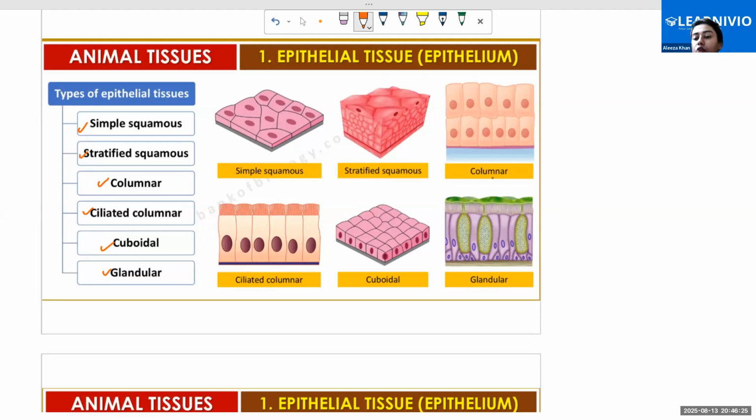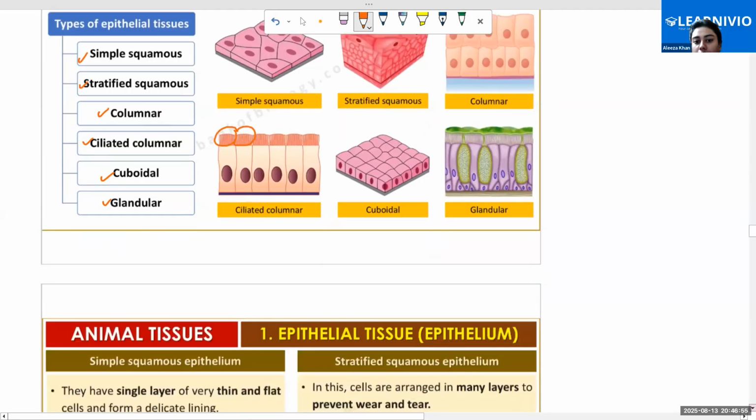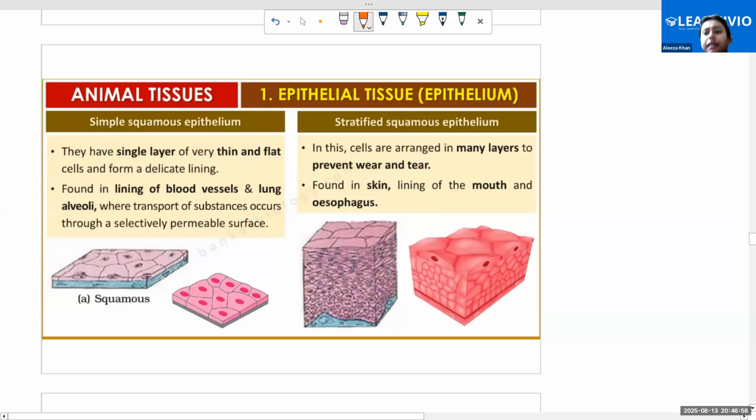Now coming on to the columnar, meaning related to columns. These all are having a column shape. Ciliated columnar: they are having a column shape, but they have the cilia also present on them, these hairy appearances. This is the cuboidal, having a cuboidal shape. Glandular having such structure, granules. Fine. Now let's talk about each of them. When a question comes to explain different types of epithelial tissue, you can differentiate between them.